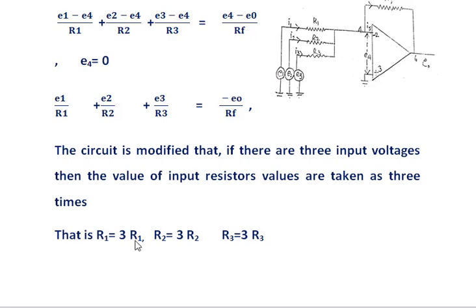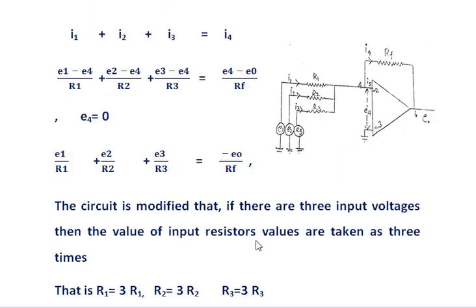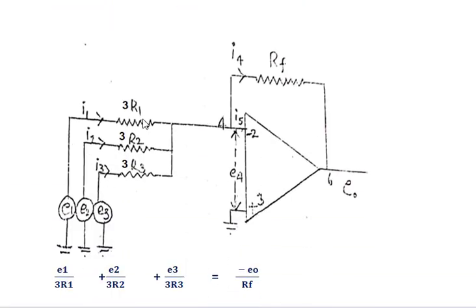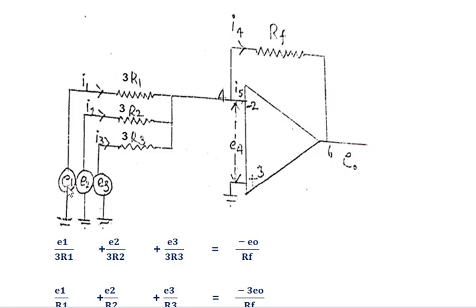So R1 is equal to 3R1, R2 is equal to 3R2, R3 is equal to 3R3. Now replace these three resistors using this value. See here, the R is replaced by 3R1 here also. So now the voltages E1, E2, E3 are the same.